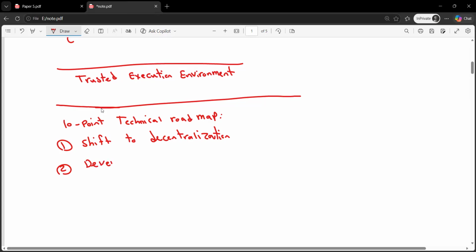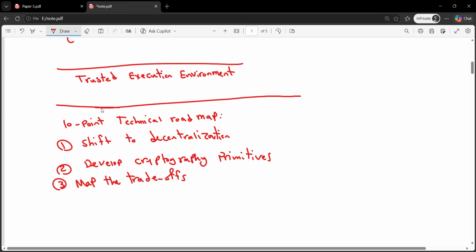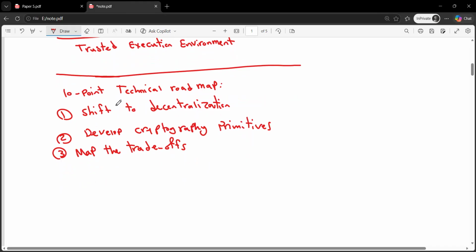Number two, develop cryptography primitives. So invest heavily in optimizing encryption and quantized neural networks. Number three is map the trade-offs. So systematically, we have to research the exact boundaries between accuracy, interoperability, and privacy. Number four is to design against malicious actors. So consider privacy techniques and encryption techniques.